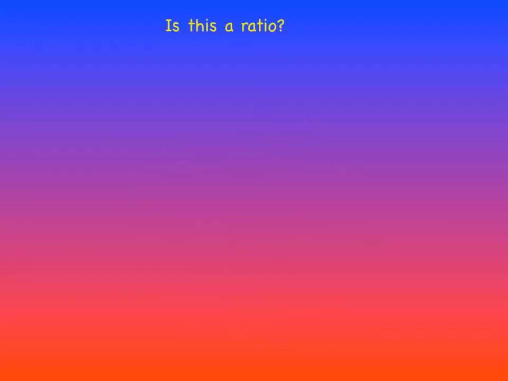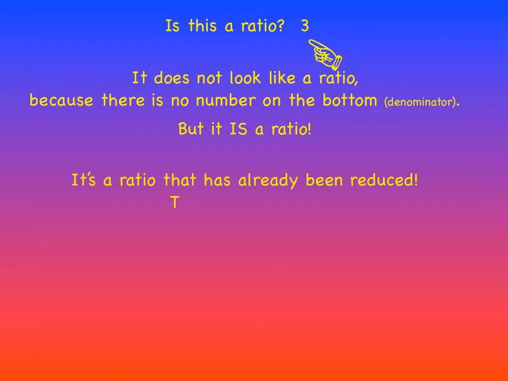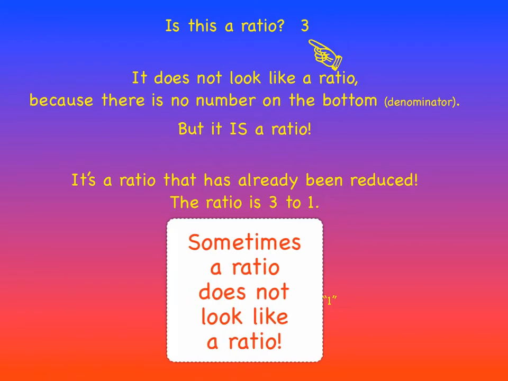All right, here's where it gets really weird. Is this a ratio? Just the number 3 all by itself? Well, it doesn't look like a ratio because there's no number on the bottom. But it is a ratio that has already been reduced. The ratio is 3 to 1. Well, you can imagine an invisible 1 under the 3 if you want. Sometimes a ratio does not look like a ratio.